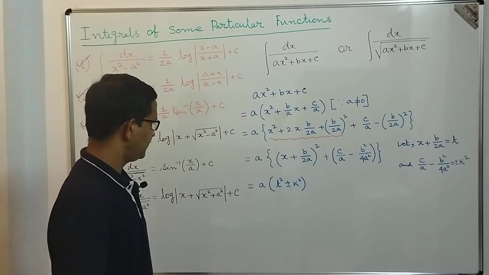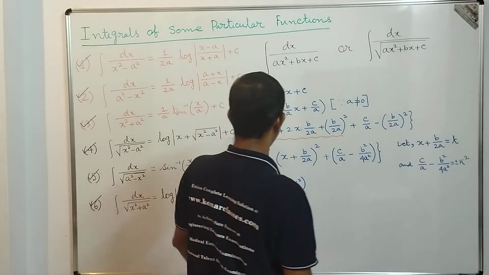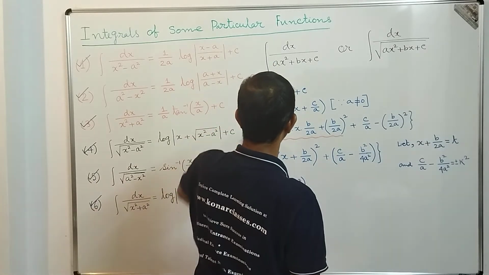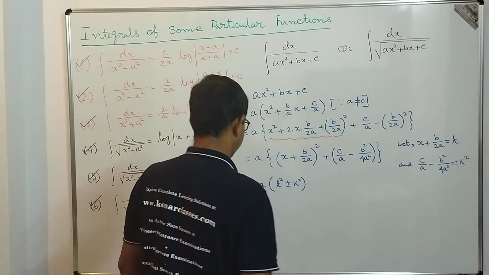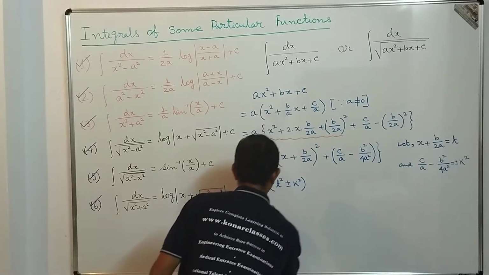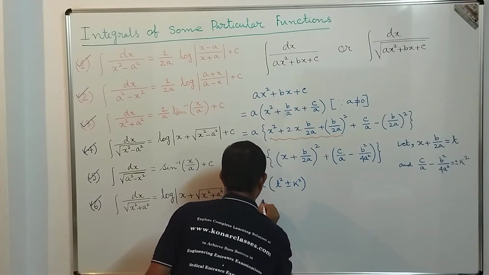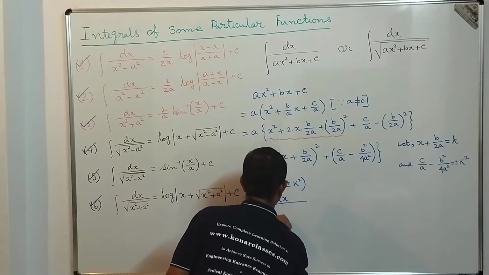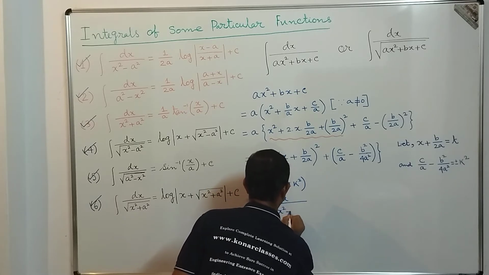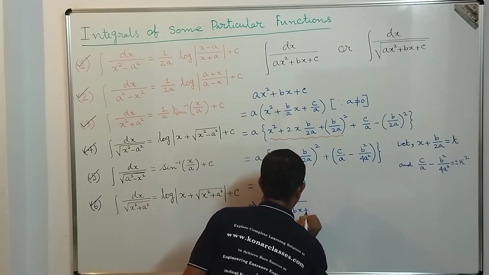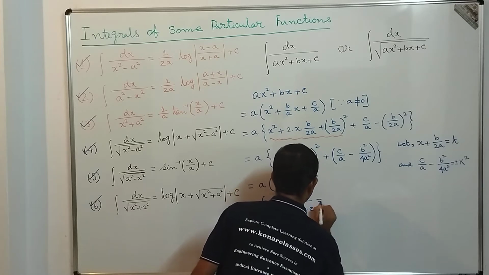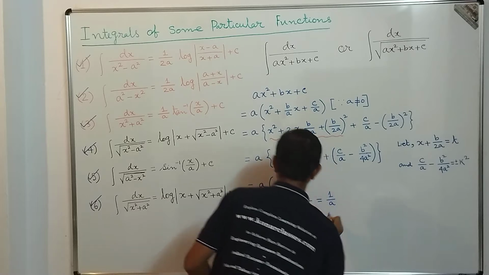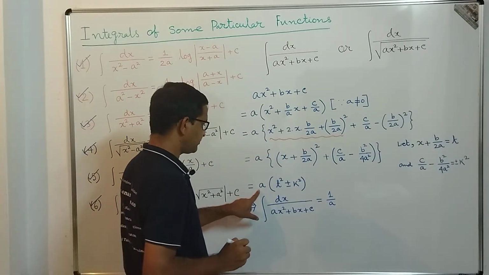Correct? Now let's look into what is the integration. So our integration was what? Integration of dx by ax square plus bx plus c. So this implies that integration of dx by ax square plus bx plus c should be equal to 1 by a, we can take outside of this integration because it is a constant.